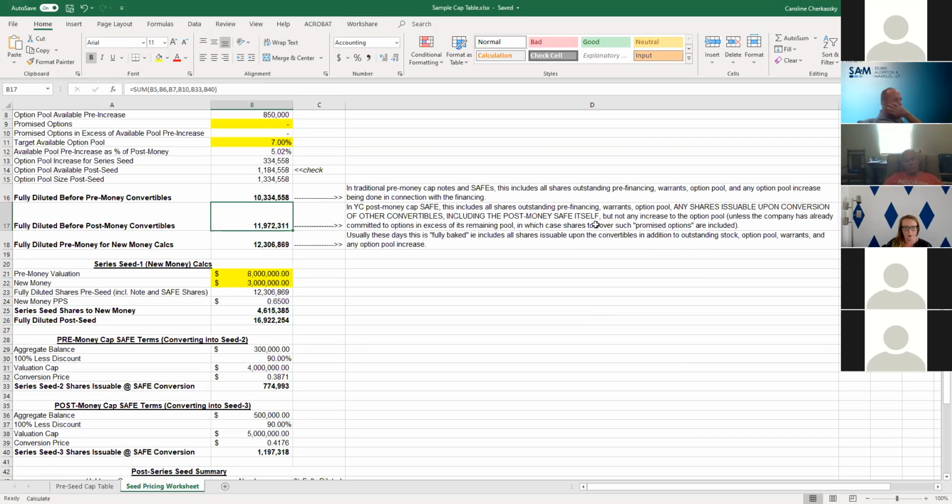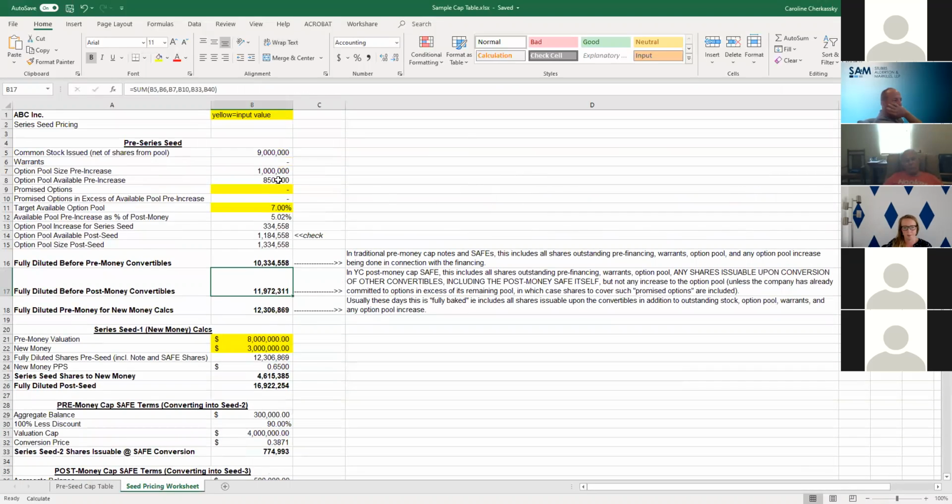Okay. Let's just go through the different variables. Promised options. This is something new in the post-money safe concept. Again, it does not include any option pool increase. But the drafters of the safe thought it was fair to say, well, that makes sense. We're treating it as a mini round.